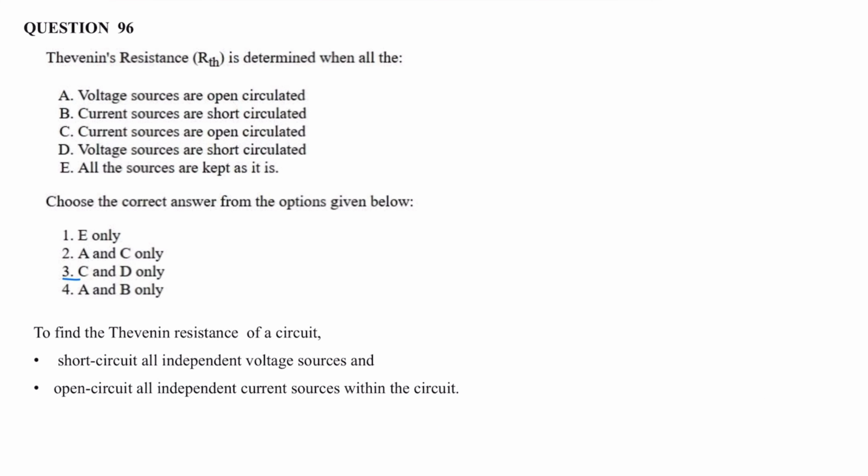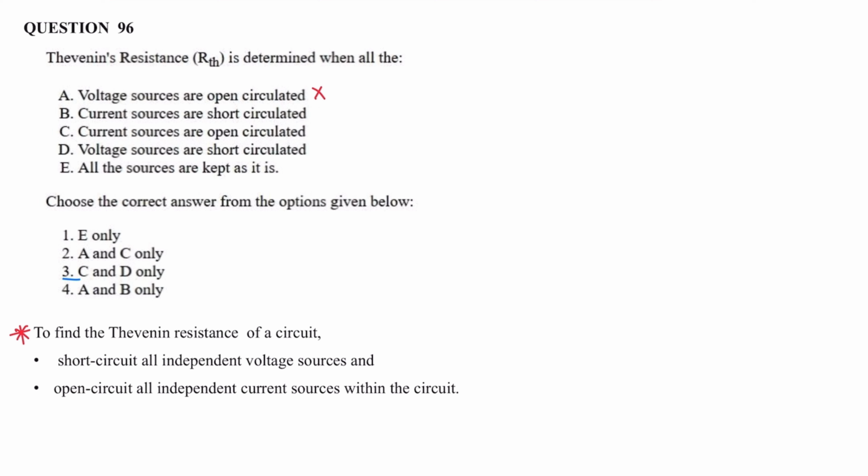Question number 96. Thevenin's resistance RTH is determined when voltage sources are short circuited and independent current sources are open circuited. To find the Thevenin's resistance of a circuit, short circuit all the independent voltage sources, open circuit all the independent current sources within the circuit. Now statement A is incorrect.